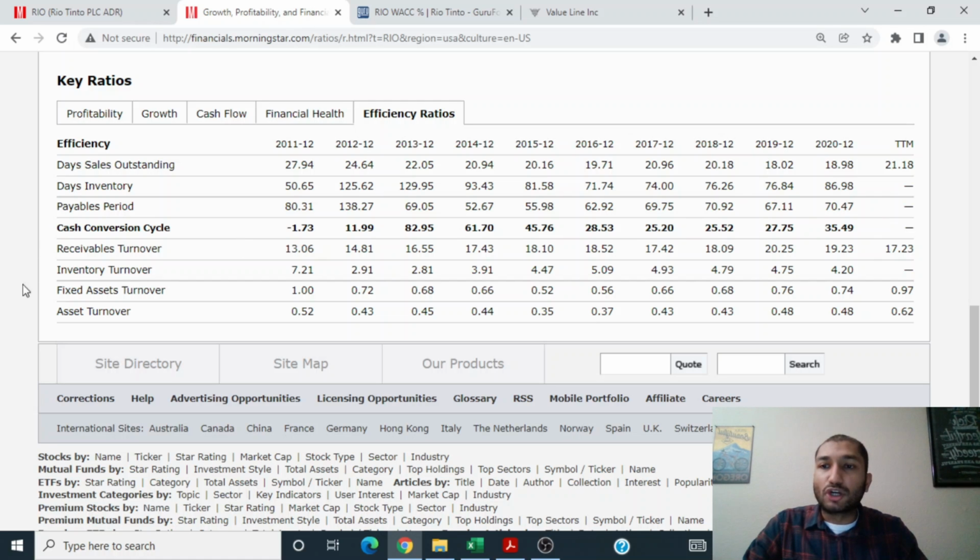Finally, looking at the inventory turnover, the inventory turnover goes hand in hand with the days inventory. However, the inventory turnover gives an idea of how many times the company goes through its inventory in a calendar year. Back in 2011, the company went through its inventory about 7.21 times, and for the year 2020, it was about 4.20 times. Ideally, we want the company's inventory turnover number to be staying steady or increasing.